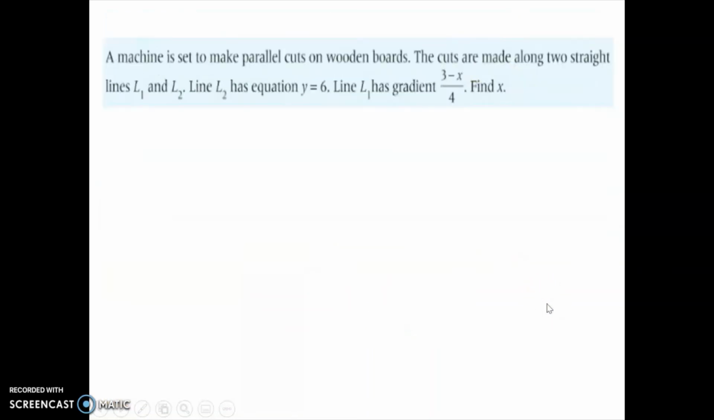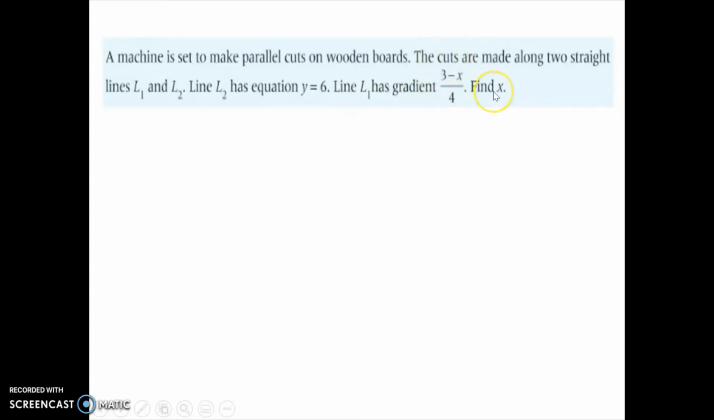All right, try this one here. A machine is set to make parallel cuts on wooden boards. Okay, parallel. The cuts are made along 2 straight lines, L1 and L2. Line L2 has this equation, y equals 6. Interesting. That equation tells you what about that line? If you just see an equation that says y equals 6, what kind of line is that? Well, I hope you're thinking that is a horizontal line. It's just a flat line going through y equals 6. Okay, so line 2 has that equation. Line 1 also has this slope given to us here.